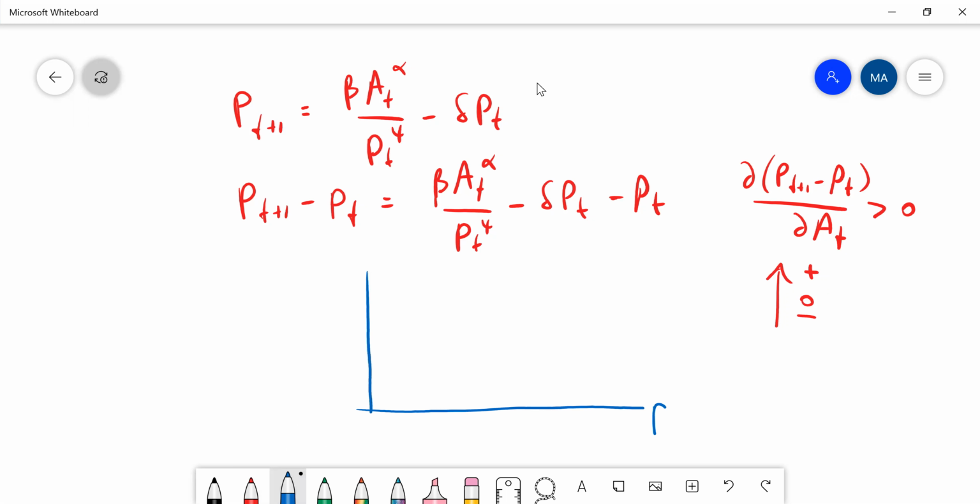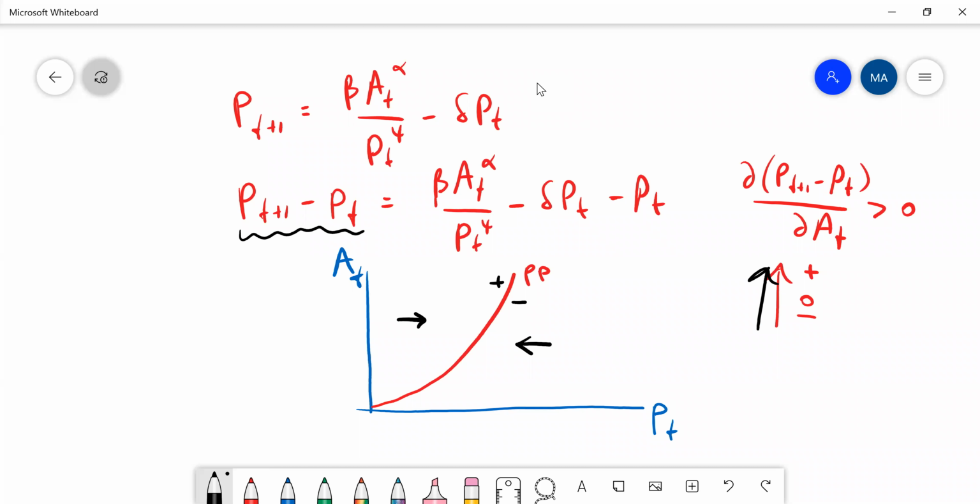So your curve was like this, P_t, A_t, right? And this was your PP curve. Then in this direction, it is negative and positive. Okay? In this direction, look at the direction, right? When A is increasing, first it is negative, then it is positive. So then P is decreasing in this region and increasing in this region. Okay? Careful, you are looking at how this difference changes. All right?